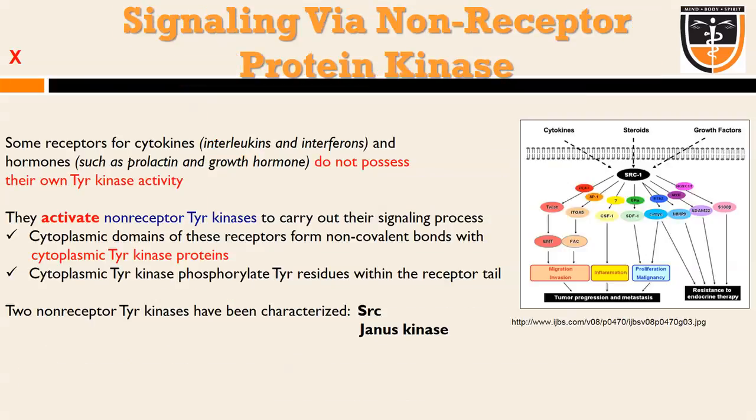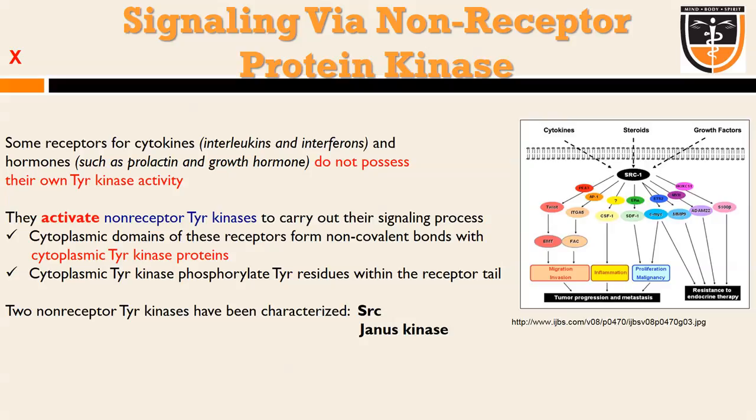Now let's talk about signaling through non-receptor protein kinase. So what is this? Remember, we talked about receptors that have their own protein kinase in there that will phosphorylate tyrosine. Now, we have receptors that do not have that. In order to activate themselves, they need to recruit some other protein kinase inside the cell, not their own. They don't have any in their chain. So those are the receptors.